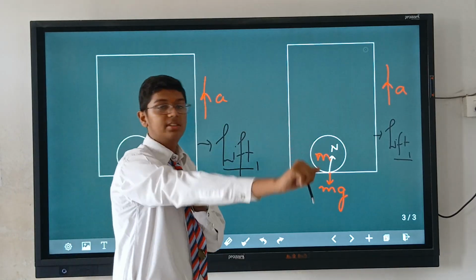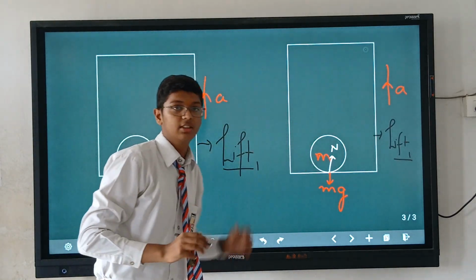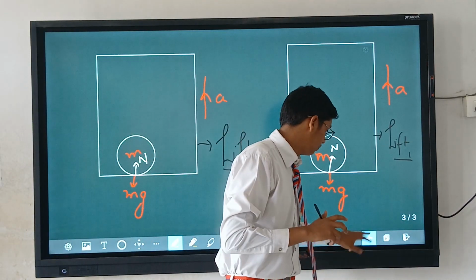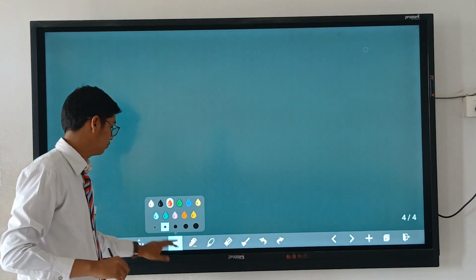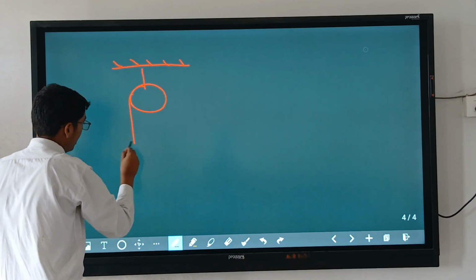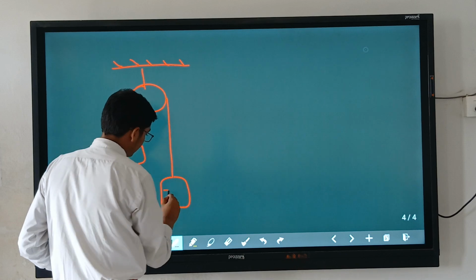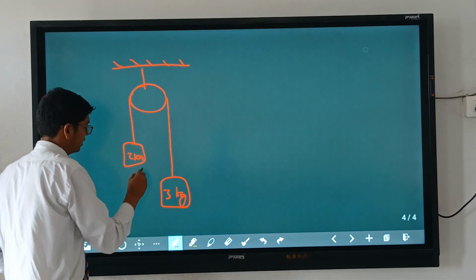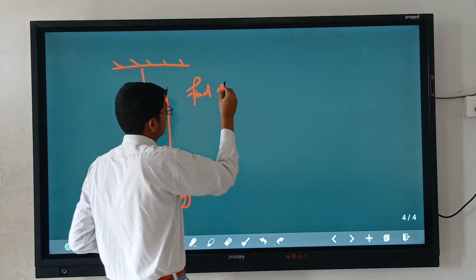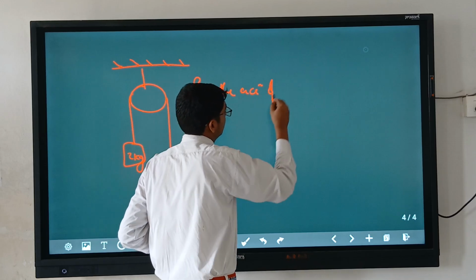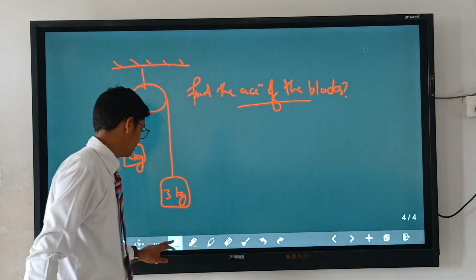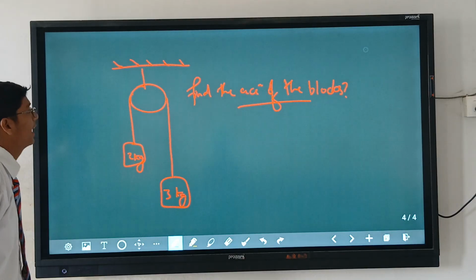Now we have to find the value of this force N. Before finding it, we have to understand how to find such a force. Let's take an example of a pulley system. Suppose we have a pulley, and blocks of mass 3 kg and 2 kg are present here, and we have to find the acceleration of the blocks.